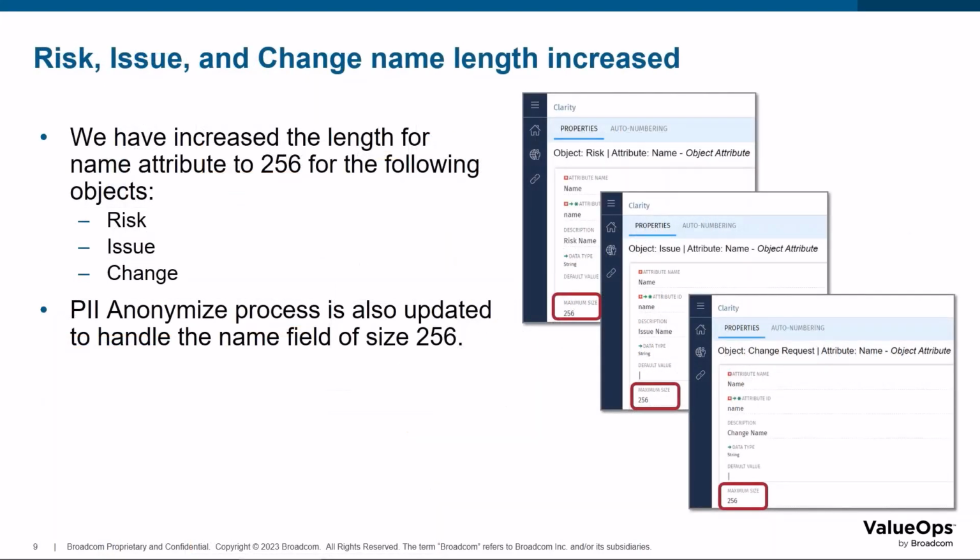The risk issues and changes name length has now been increased to 256 characters. This is the industry standard in regards to the name length. So now anybody that is creating an integration with this specific risk issues and changes will be able to generate the name up to 256 characters. No impact to any existing risk issues and changes because we are only increasing the length, so all the existing ones will continue to retain the name. The PII anonymize process is also updated to handle the name field length of 256 characters.